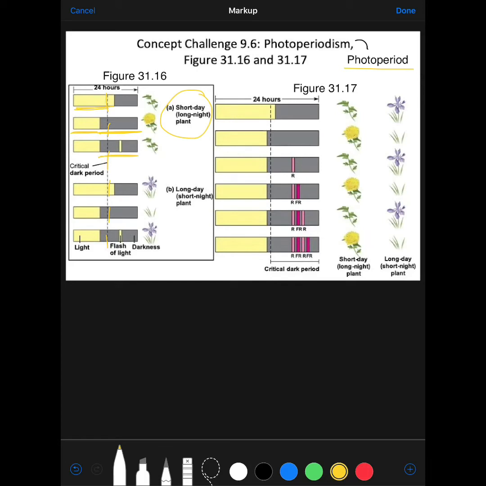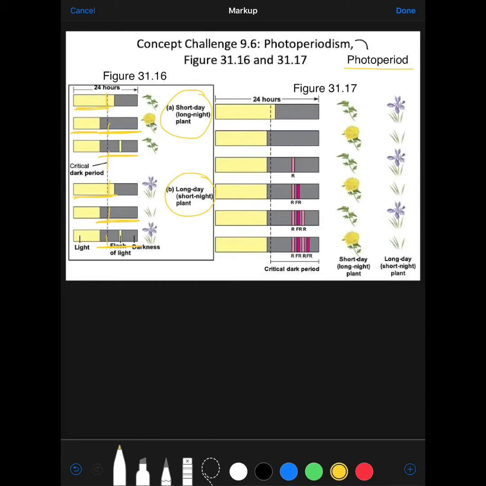Now, it works in the reverse way for long day plants, which means that the plants need a longer day period in order to grow. If a long day plant is exposed to a longer night, it won't flower. But if that long night period has a flash of light in it, that flash of light interrupts the long night period and allows the long day plant to grow because it's exposed to that light.